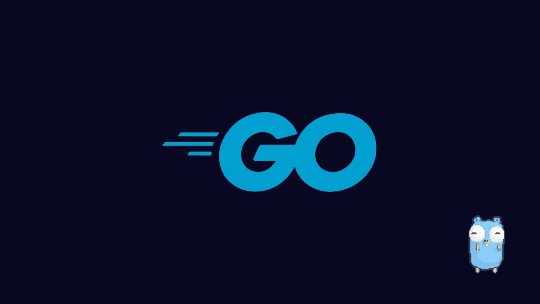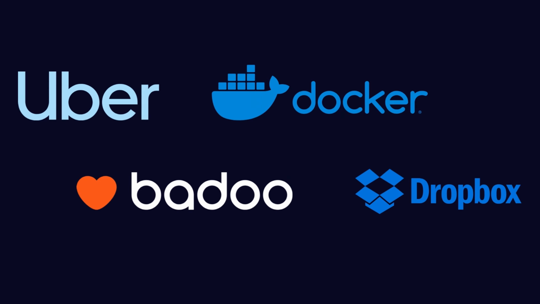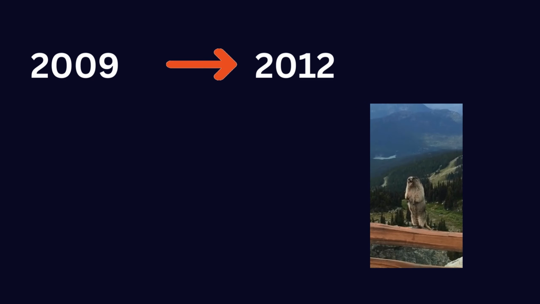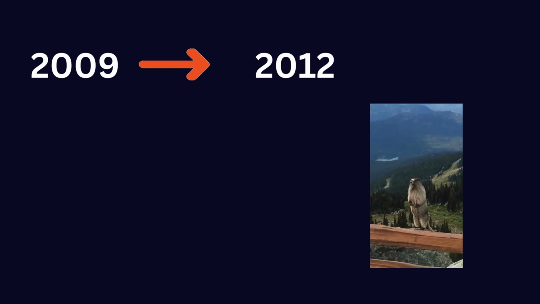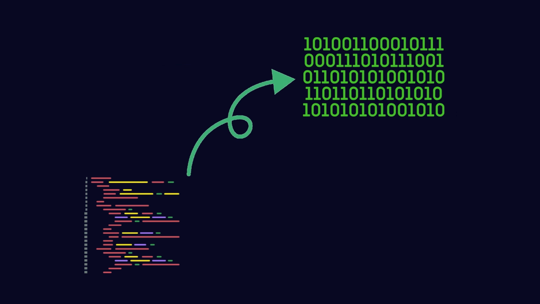Go is a popular choice for high-performance server-side applications. This language is used by popular applications such as Uber, Baidu, Docker, Dropbox, etc. It was developed in 2009 at Google but launched in 2012 as an open-source programming language. Go code is compiled to machine code, which makes it faster than interpreted languages.